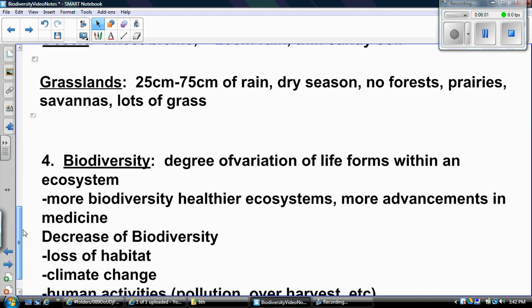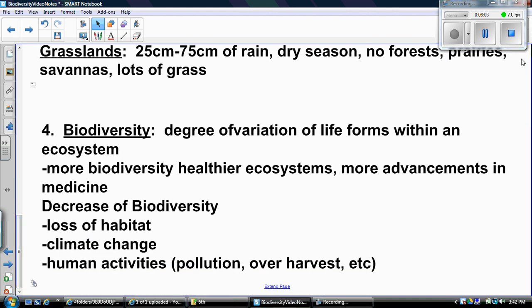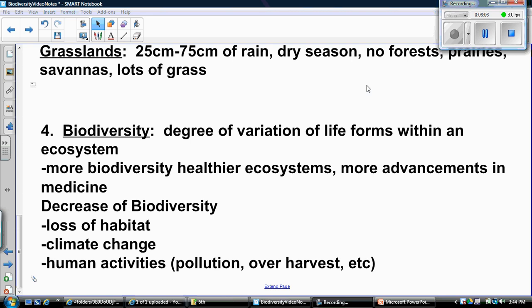Okay, so now let's talk about what biodiversity means. Our targets have to deal with how climate and living things can affect ecosystems and biodiversity. We just went over all the biomes, and if you think about it, if we have climate change, if you have ecosystems that rely on a certain amount of rainfall in a certain climate to live in, and that all of a sudden changes, then you're going to have some ecosystem changes.